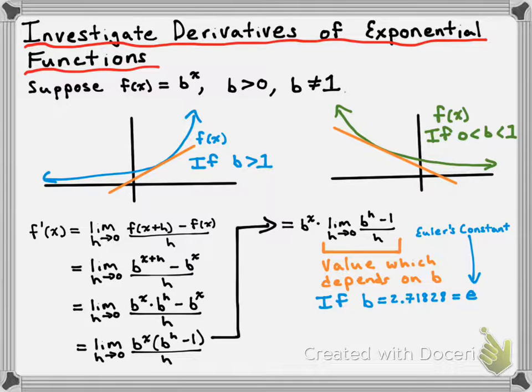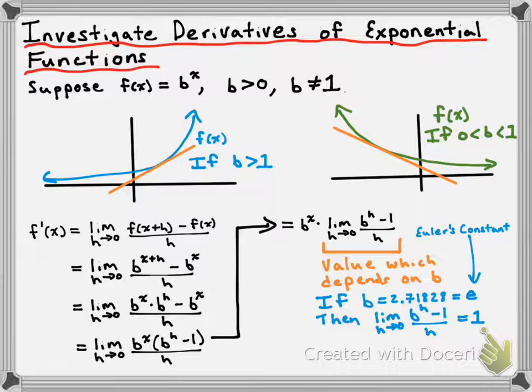Okay, so if b is equal to that very special number, then the limit as h approaches 0 of b to the power of h minus 1 over h is exactly equal to 1. Or if you prefer, the limit as h approaches 0 of e to the power of h minus 1 over h is exactly equal to 1.